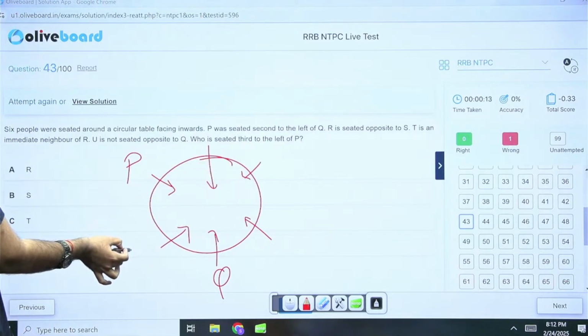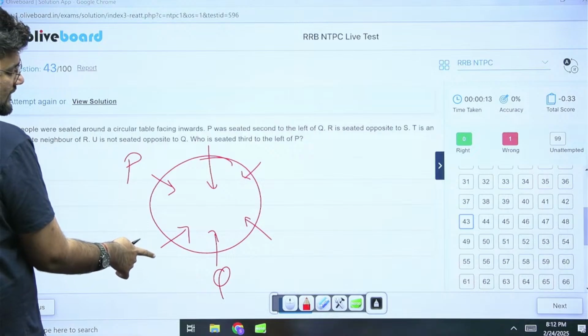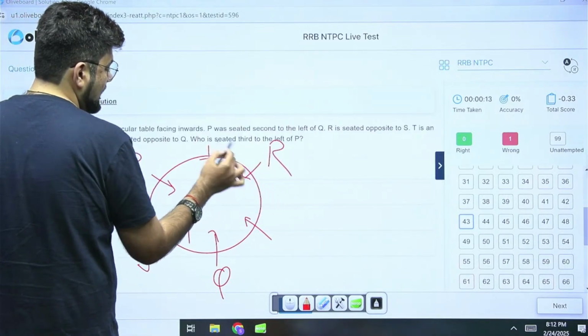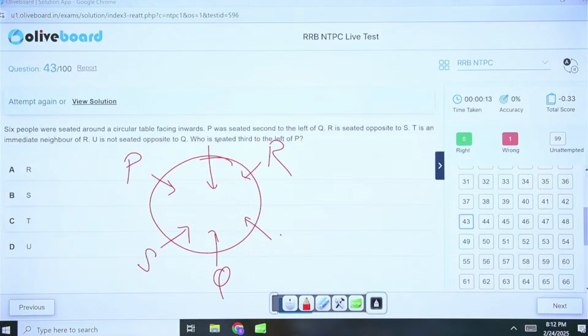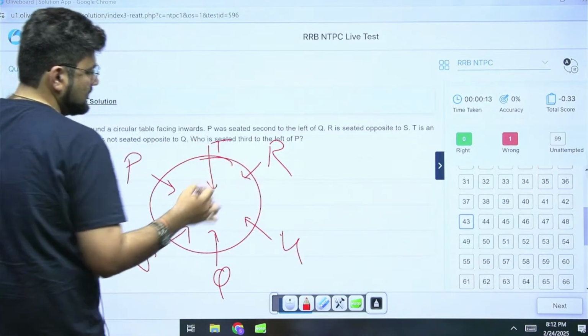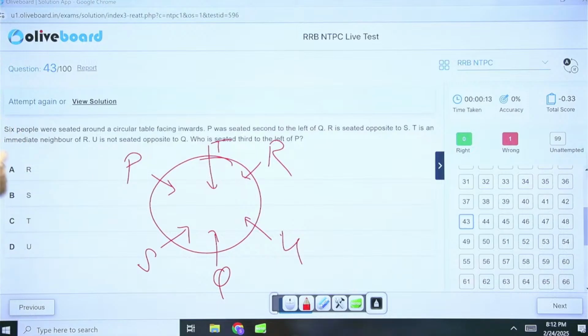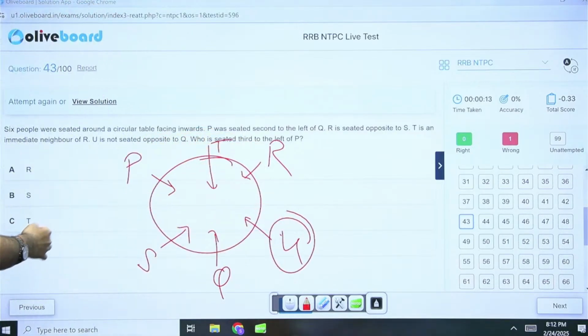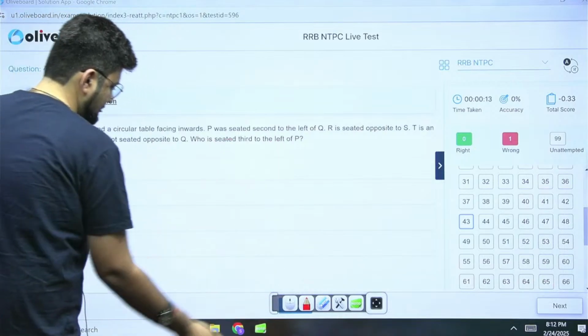Next, T is an immediate neighbor of R. Now if R was sitting here, P and Q are sitting, so R cannot sit here. So S has to sit here, R has to sit here. T can be neither of these two places. And U is not opposite Q. So U is not here, so U is here. So definitely T is here. Simple. Question is, who is seated third to the left of P? Third to the left of P. 1, 2, 3. We have U as our answer. Option D. Easy.